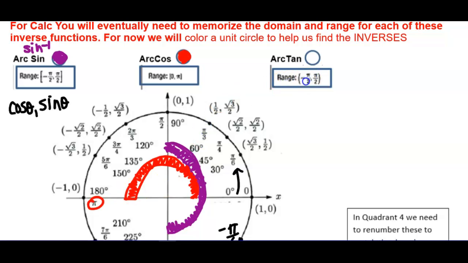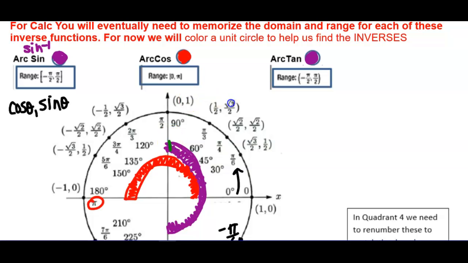Now arctangent, remember, was negative pi over 2 to positive pi over 2. So I'm going to go ahead and color it purple because it's the same two quadrants. But remember, maybe I'll do, I don't know here, green or something. The tangent is y over x. So 1 over 0 is undefined. So you cannot find the tangent here at pi over 2. So it ends before you get there, okay?